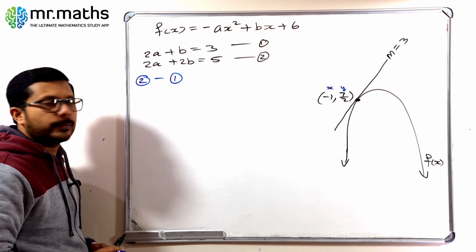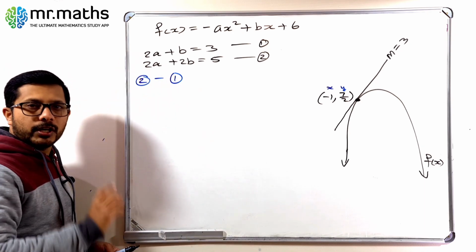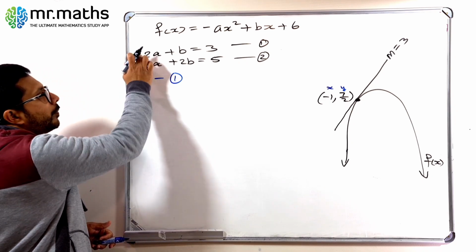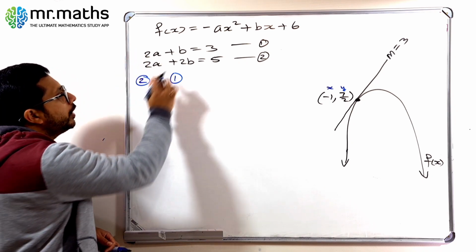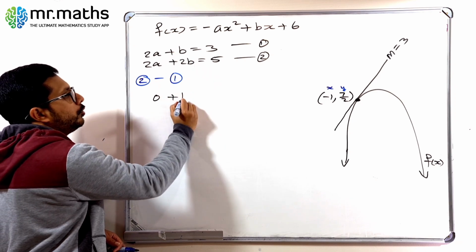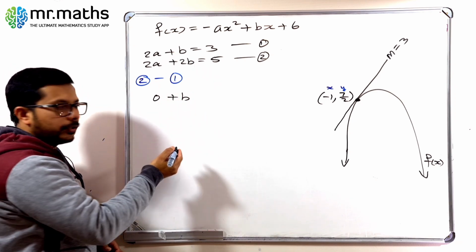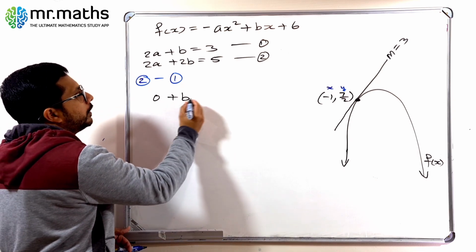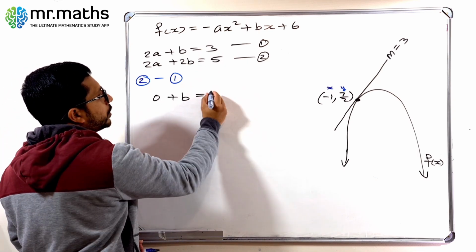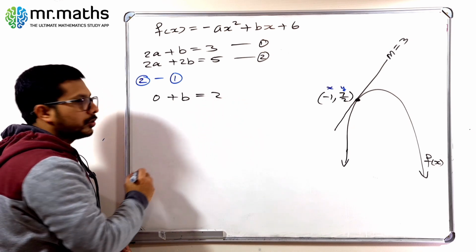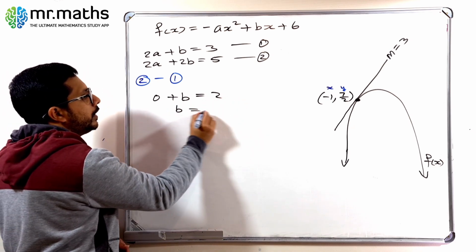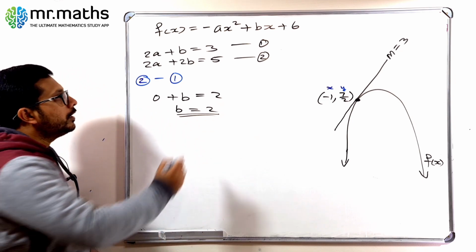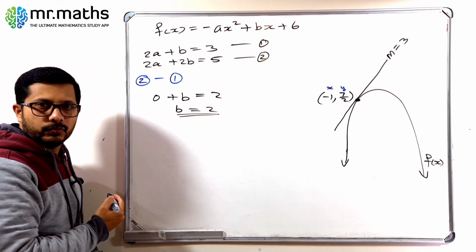So what is going to happen? 2a minus 2a, we have to subtract term by term. So what is 2a minus 2a? 2a minus 2a is 0. Okay, 2b minus b, 2b minus 1b, 2 minus 1 is 1, 1b. Now it is equal to 5 minus 3, it is 2. So 0 plus b is b, b is equal to 2. There we got the answer. So what I did, equation number 2 minus equation number 1.